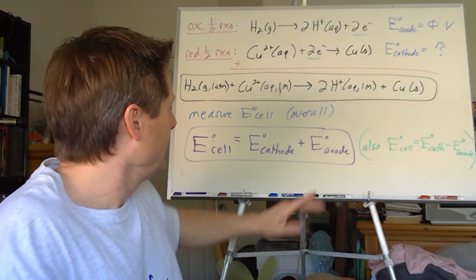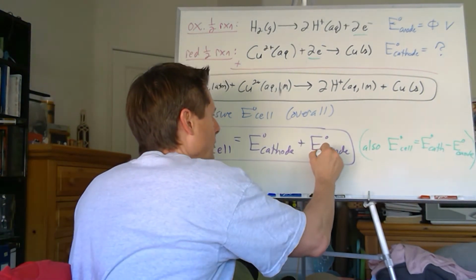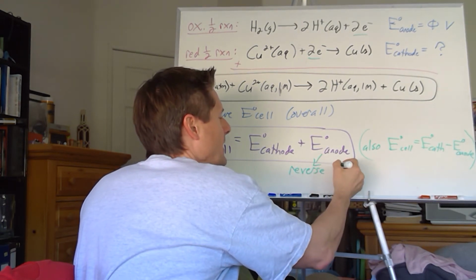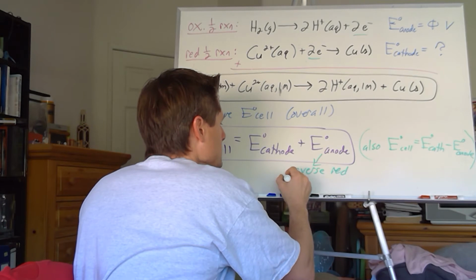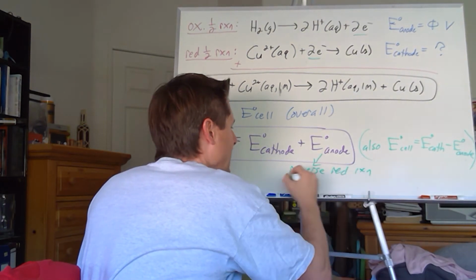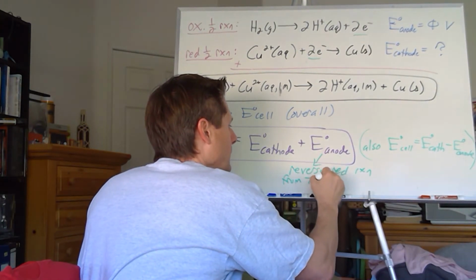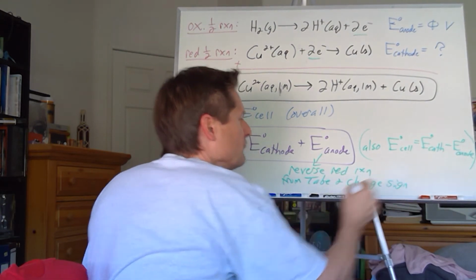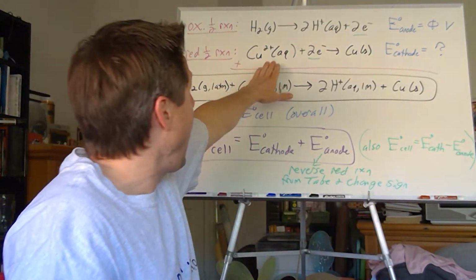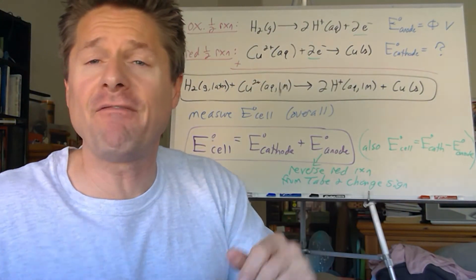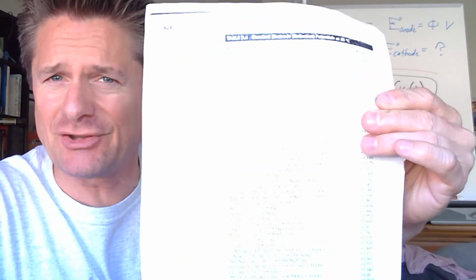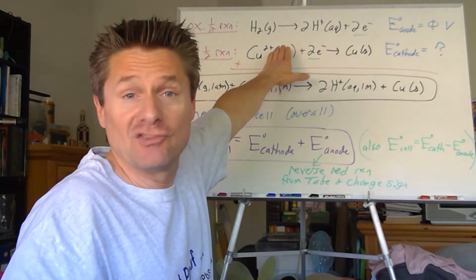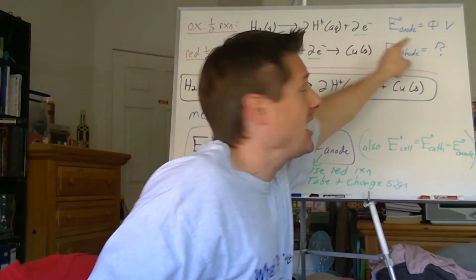So what I do is I take these, but I have to reverse the reduction reaction from the table and change the sign. So if I do it straight up as an oxidation half reaction, I find it on this table, but that's written as a reduction. So what I do is I just reverse the equation, and then it matches the equation I have written, and all I do is just change the sign.